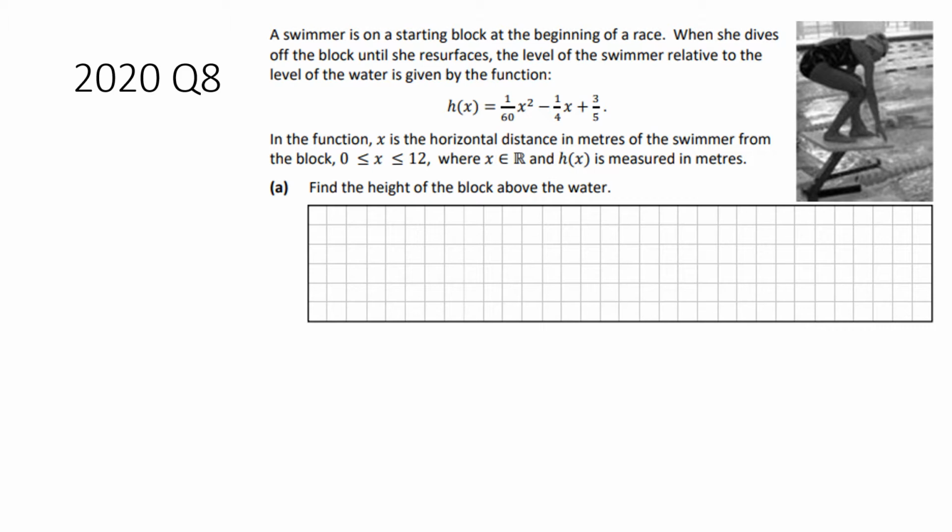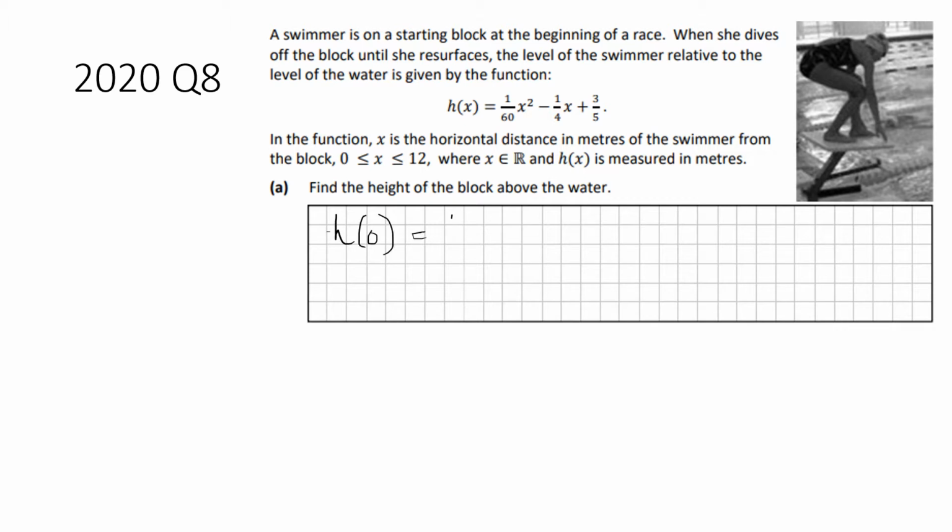So in the function, x is the horizontal distance in meters of the swimmer from the block, where x is greater than or equal to 0 but less than or equal to 12, where it's an element of the real numbers, and h of x is measured in meters. So find the height of the block above the water. If it's above the water, then it means that x is 0. So we're going to try and find h of 0.